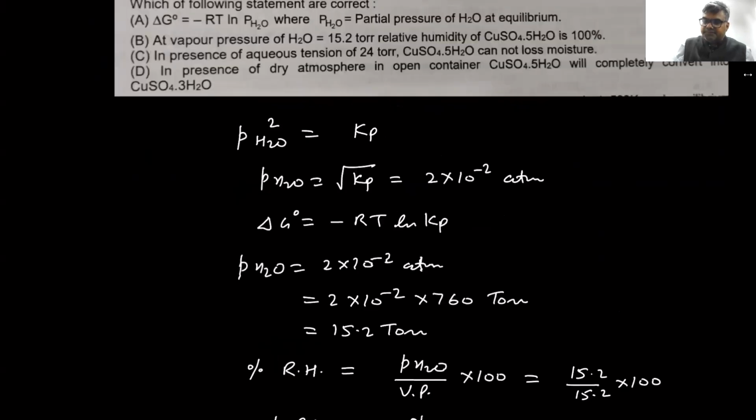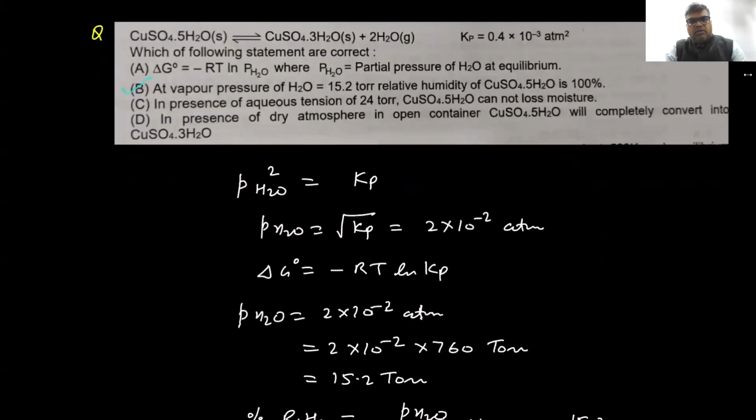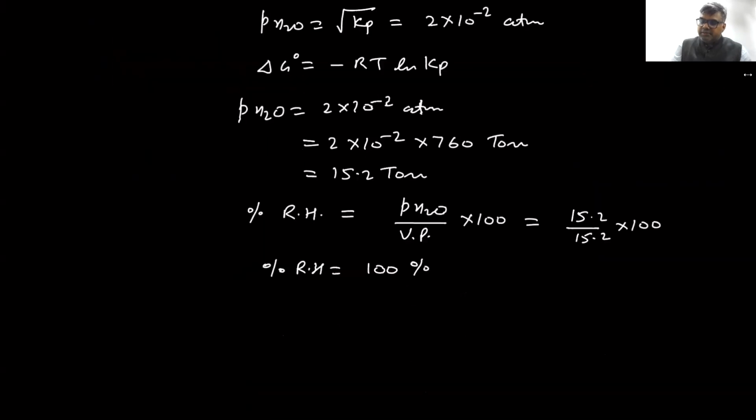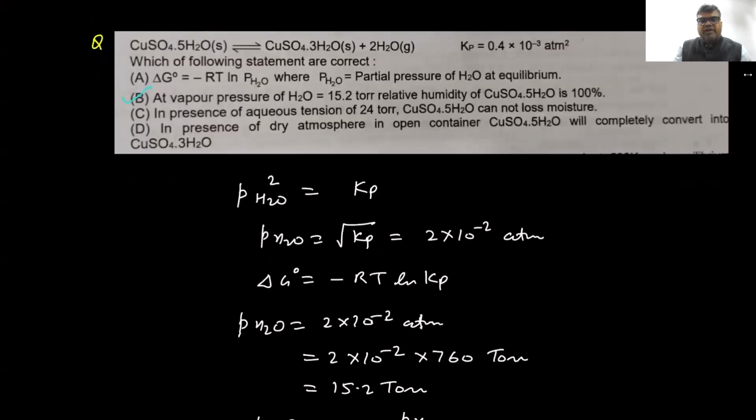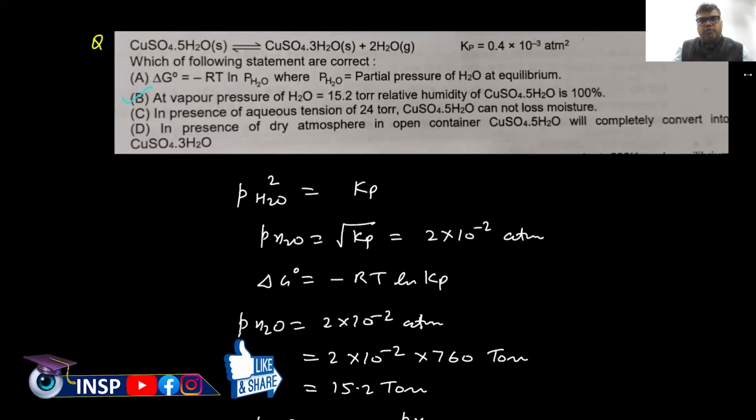So option B is correct. Given that in the presence of aqueous tension of 20 torr, copper sulfate 5H2O cannot lose moisture. So you can see, aqueous tension means vapor pressure of water is given. So if vapor pressure of water is 24 torr, that means humidity is less than 100%. So copper sulfate dot 5H2O cannot lose moisture. So if aqueous tension is 24 torr, it means moisture content is already given to you as 24 torr.